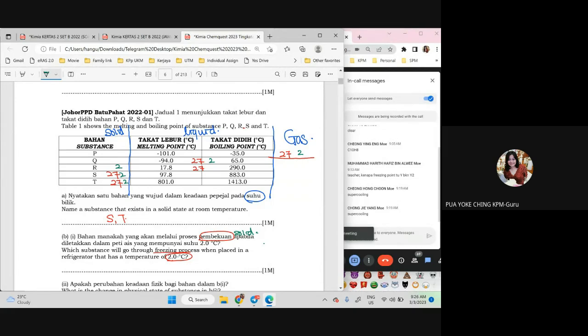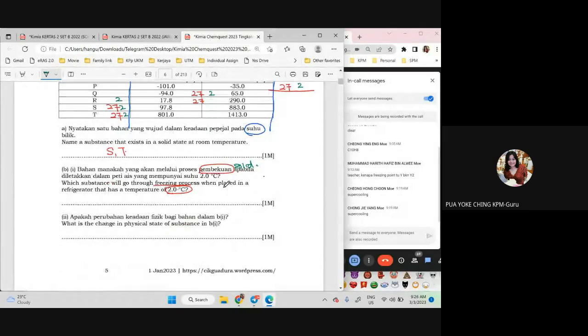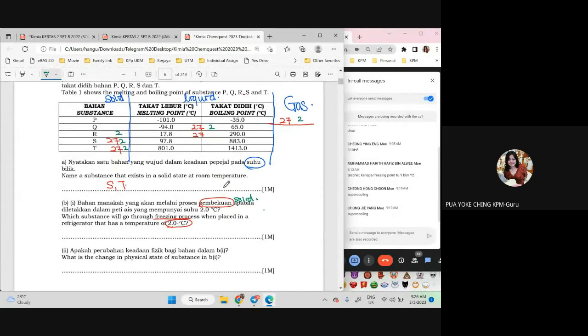Okay. So will be undergoes pembekuan. Means it will be from liquid turns lah. So it should be your RST. Okay, so this is also the chapter 2 will be come out. So nanti you boleh tengok. Apa dia tanya actually? Bahan manakah yang akan melalui proses pembekuan yang diletakkan dalam peti ais yang mempunyai 2 degree Celsius?